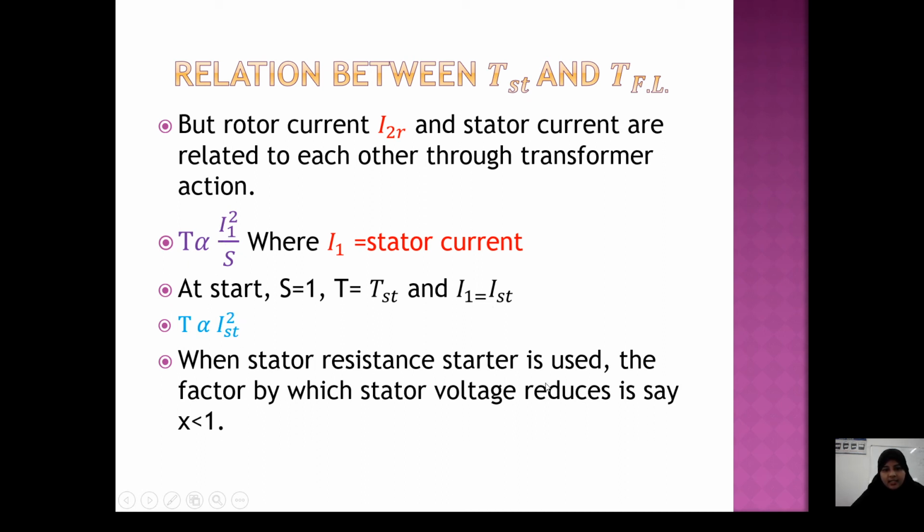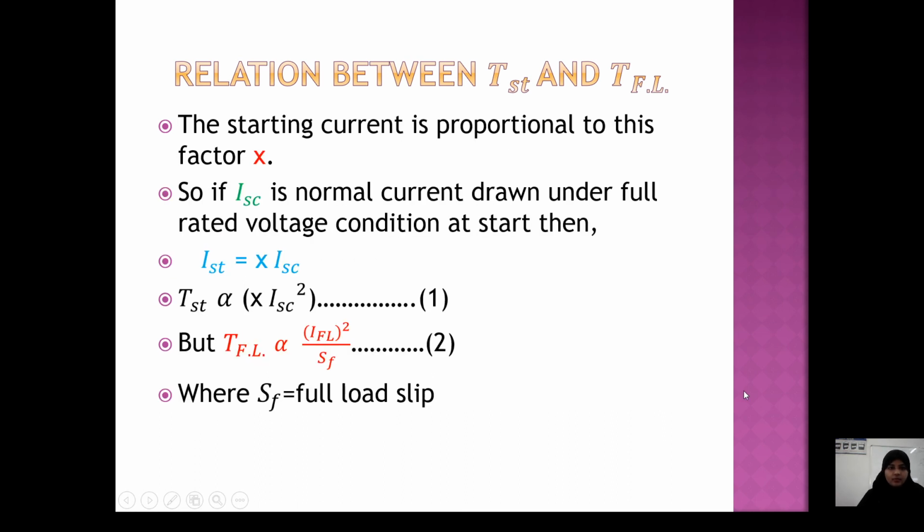When stator resistance starter is used, factor by which stator voltage reduces is, let us say, X, and this X will be less than 1. The starting current is proportional to this factor X. So if ISC is normal current drawn under full rated voltage condition at start, then I starting will be equal to X times this ISC. So in place of IST, I am writing X ISC.